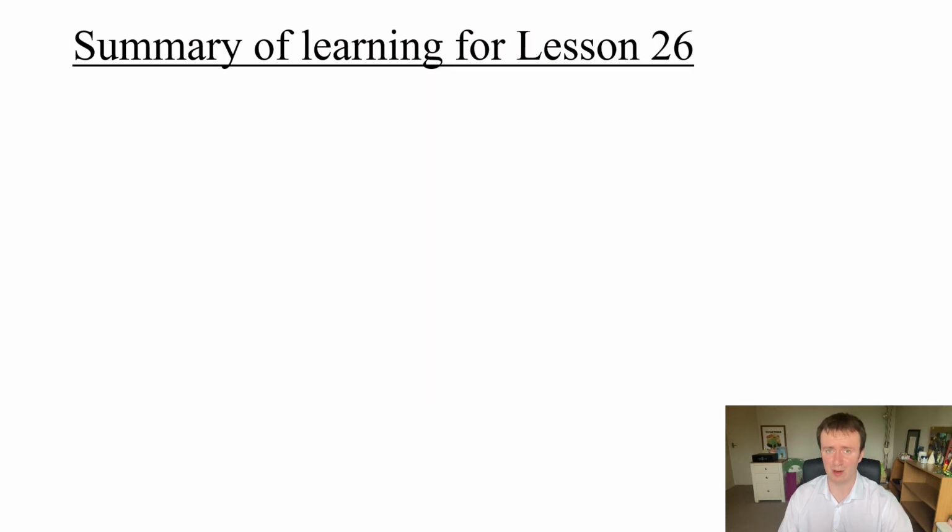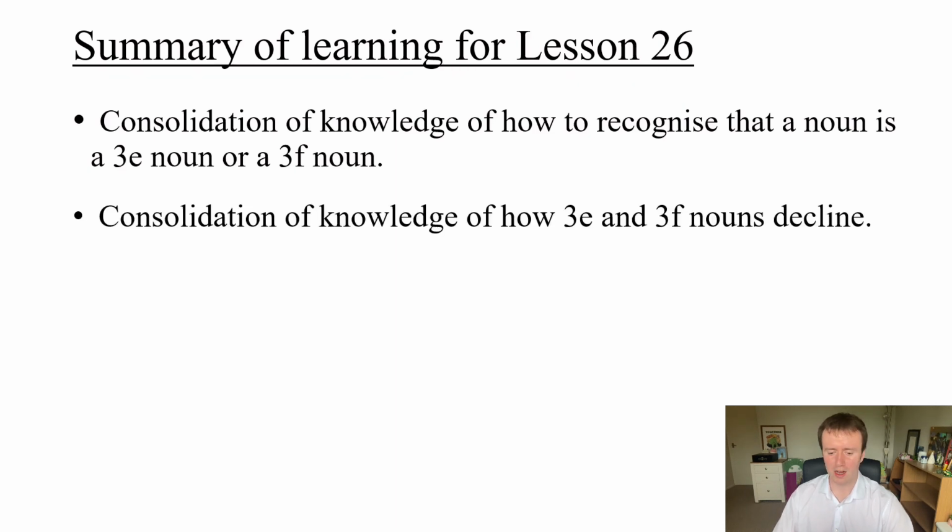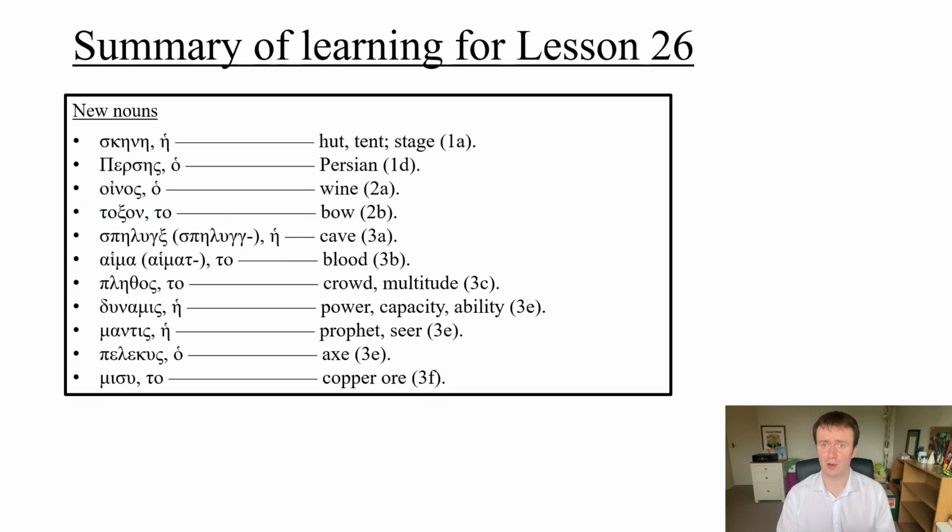Okay, let's now summarize our learning for this lesson. We have consolidated our knowledge of how to recognize that a noun is a 3E noun or a 3F noun. We have consolidated our knowledge of how 3E nouns and 3F nouns decline. And we have consolidated a lot of our prior learning too, pertaining to the other subgroups. In particular, how to recognize that a noun belongs to one of those other subgroups, and how nouns in those other subgroups decline. We've also met a lot of new nouns, okay? So these are now officially nouns to learn. So please make sure that you have got these noted down for your reference.